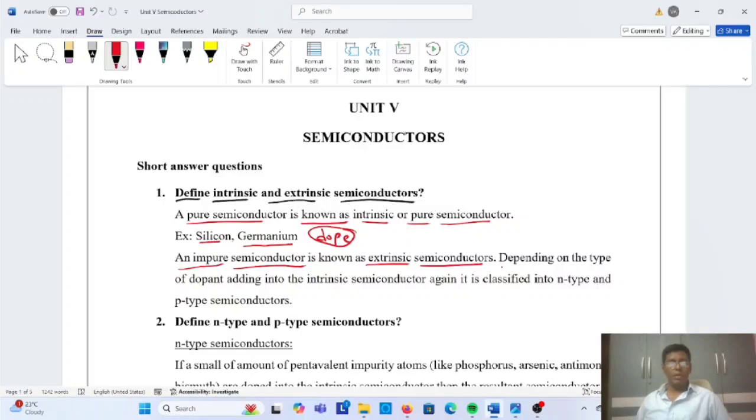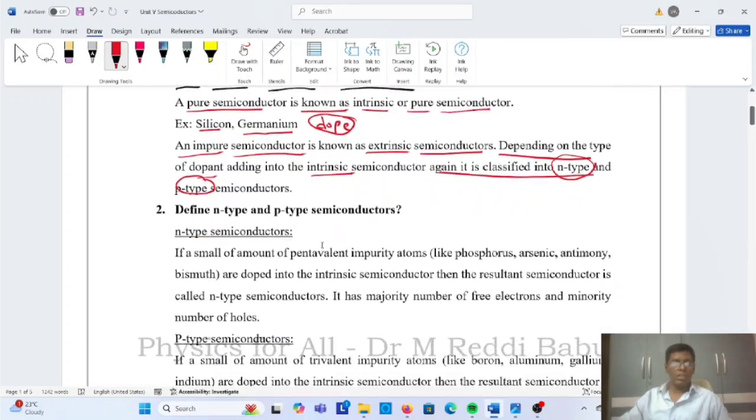Now, depending on the type of impurity or dopant added into the intrinsic semiconductor, we can classify extrinsic semiconductors into two categories. The first category is N-type semiconductor and the second category is P-type semiconductor. This is the first question, the definition of intrinsic and extrinsic semiconductor.